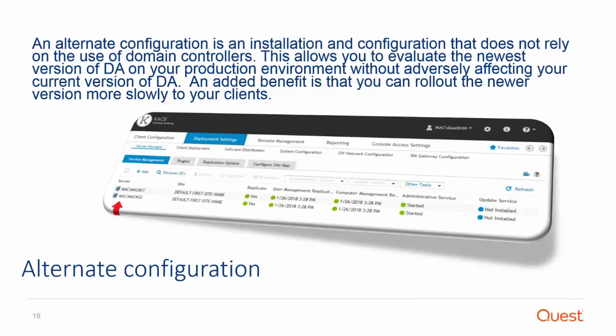member server scenario. There are a lot of different titles for it, but essentially it's just installing to a member server, pushing your files out to that member server, and installing the Desktop Authority service only on that member server, right? It's self-contained. And an added benefit is that you can then roll out your newer version more slowly to your client machines.